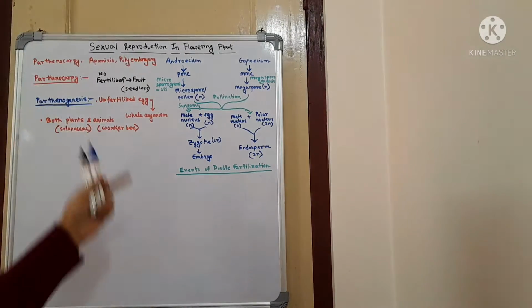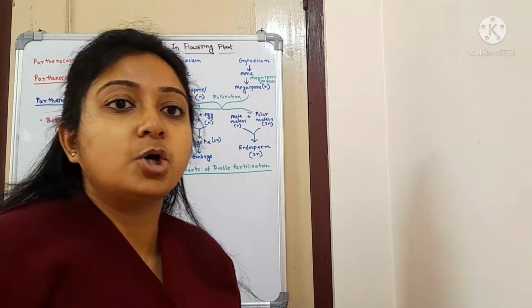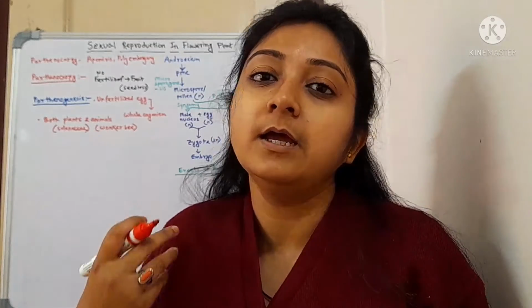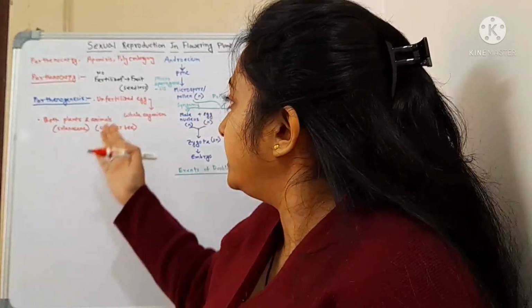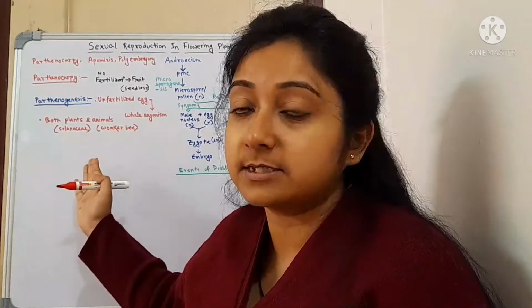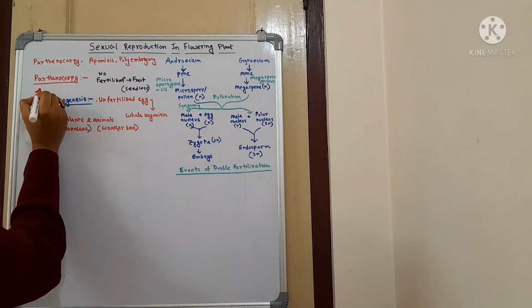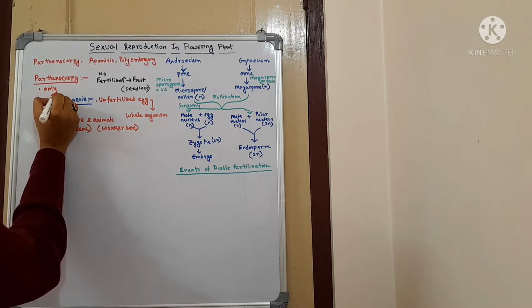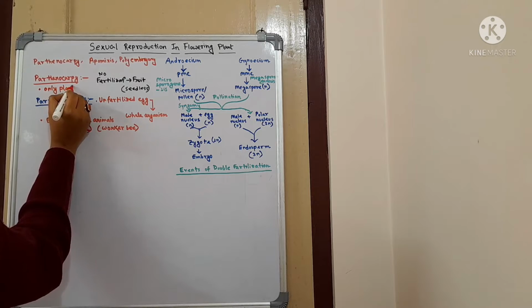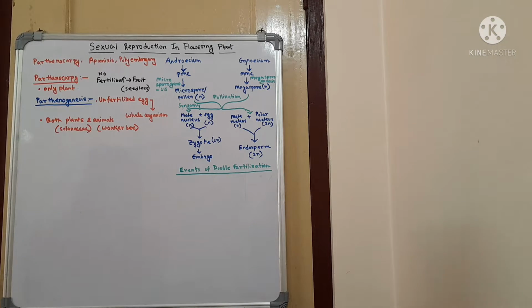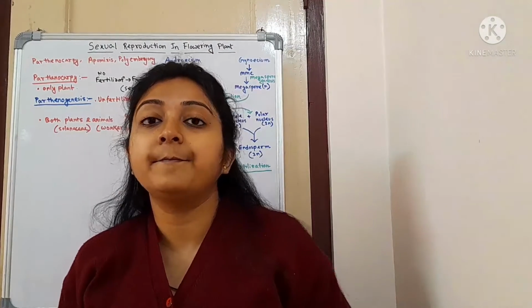So it's obvious that as the fertilization event is not happening, whatever plant or animal species will be produced will be very weak in nature. So this is about parthenogenesis. But parthenocarpy occurs only in plants. This parthenocarpic event is restricted only to plants. Now, what are the advantages of parthenocarpy? Why will this parthenocarpy be there?